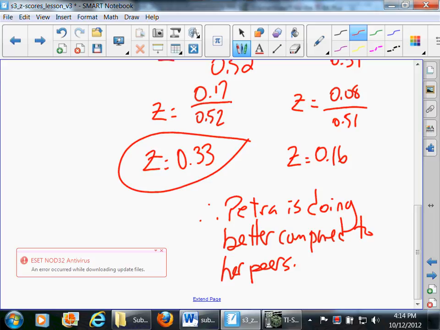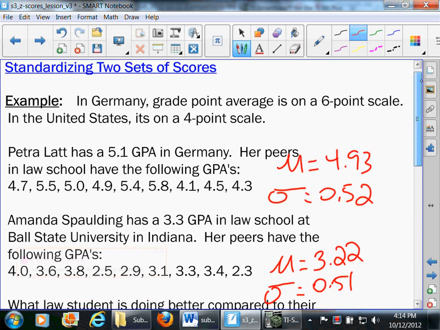Okay? Perfect. Alright, so that's it. Petra is doing better compared to her peers. Alright? Good. Alright, so that's that example done.